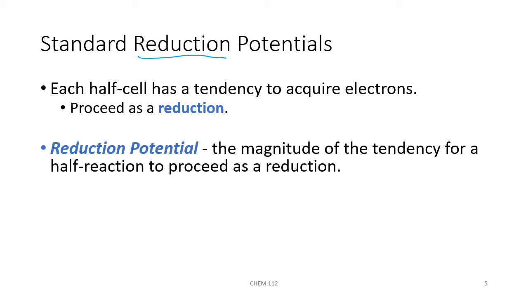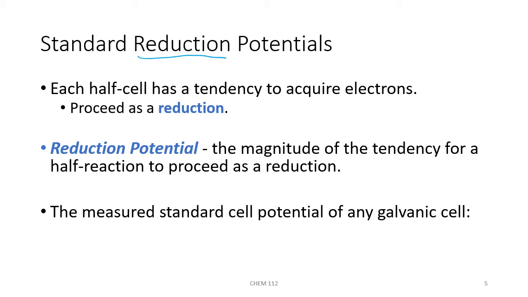So once we know those standard reduction potentials for our reduction half reaction and for our oxidation half reaction, we can use them to calculate the standard cell potential, or E cell. So we can calculate that E cell by taking the standard reduction potential for the species that ends up getting reduced minus the standard reduction potential for the species that ends up getting oxidized. The difference between those two will give us our E cell.